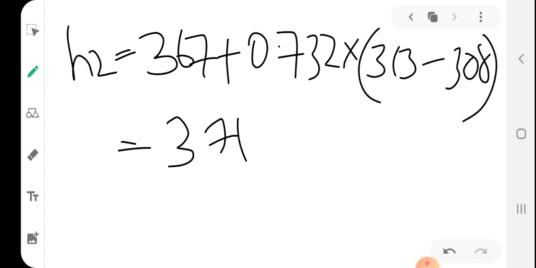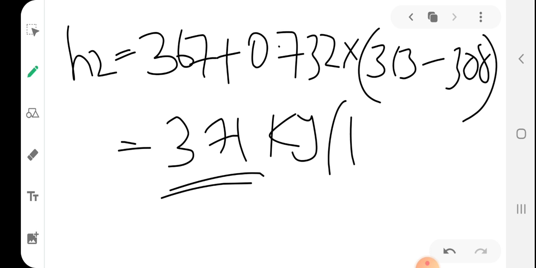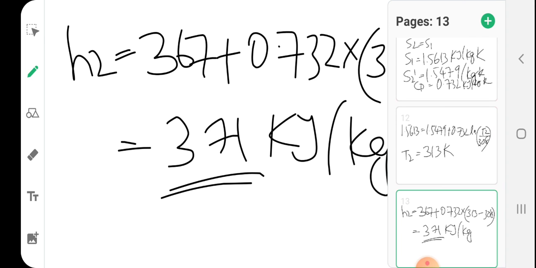or 371 kilojoule. It may not be the exact value because I was approximating certain values. So while you are doing the problem, you have to take the accurate values itself. So 371 kilojoule per kilogram. Now you have to find the power.